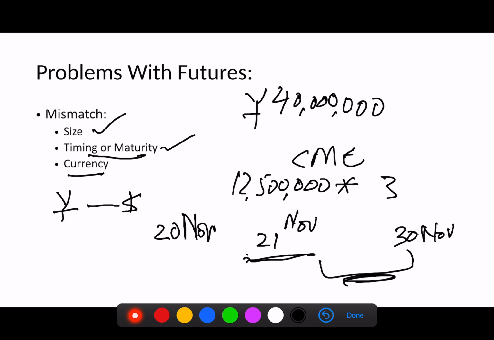So this concludes our lecture on the future contracts and how future hedging is different from forward hedging, and also I have mentioned the important differences between the future and the forward contracts.